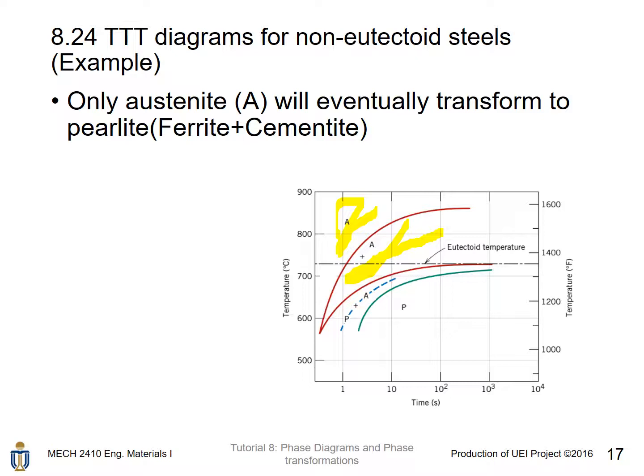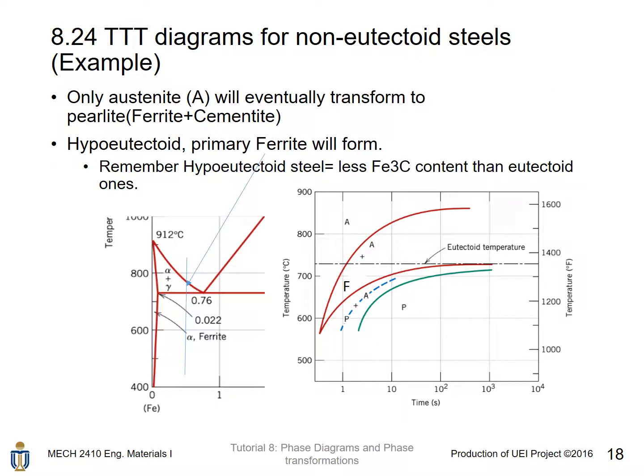And it is because this one is the hypoeutectoid steel, that means it has slightly more ferrite. As shown here, in hypoeutectoid steel, primary ferrite will form first. And remember that hypoeutectoid steel has less Fe3C content than eutectoid ones, and that means the other phase here is F, which stands for ferrite.